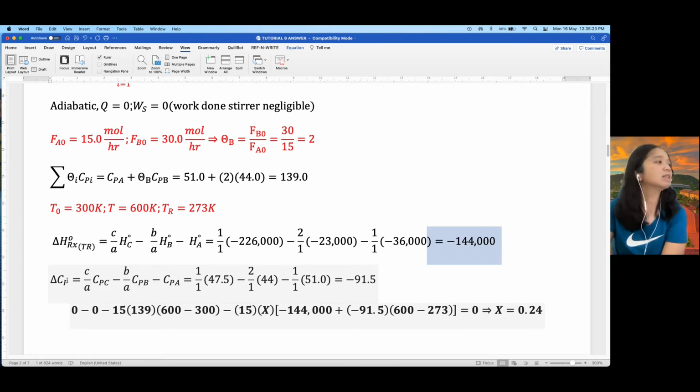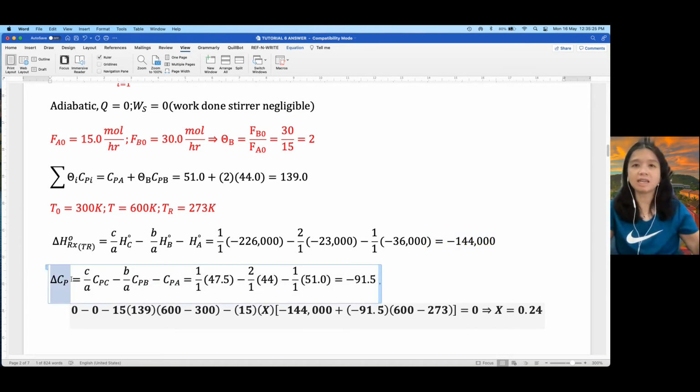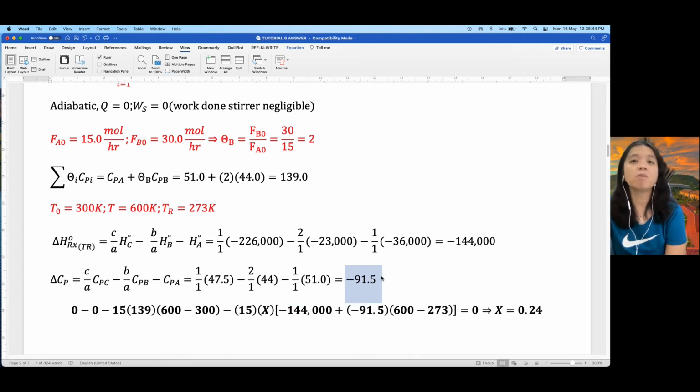So next one, delta Cp. Similar understanding, just that for delta Cp you will use the heat capacity value, whereas for heat of reaction just now you used the heat of formation value. But the positive, negative, and the stoichiometric coefficient ratio are still the same. So when you calculate it correctly, you will get delta Cp as negative 91.5.